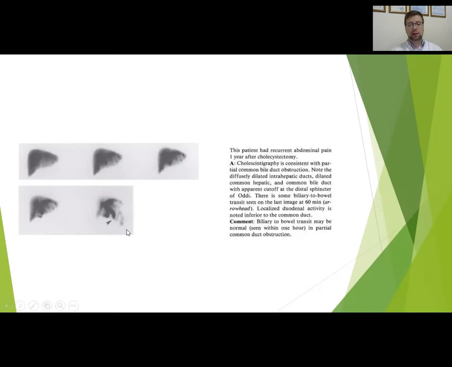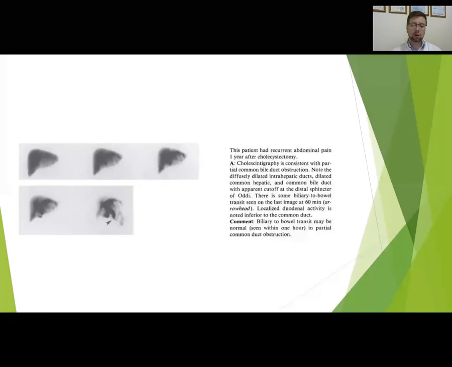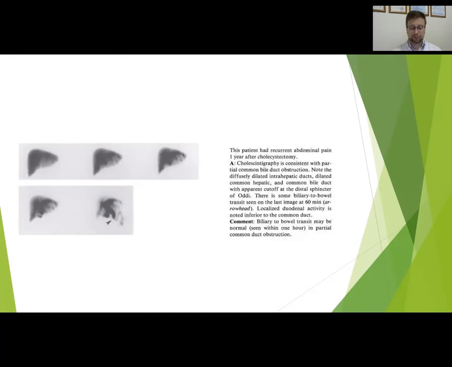This is some biliary to bowel transit seen on the last image. Here we can see it, the gray curve. And localized duodenal activity is noted inferior to the common duct.